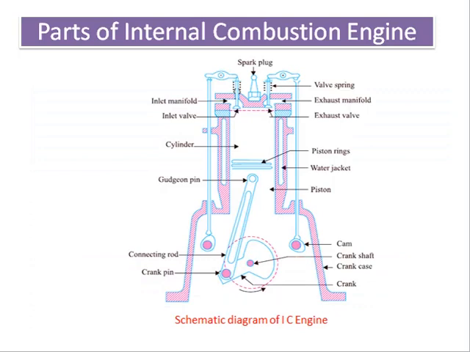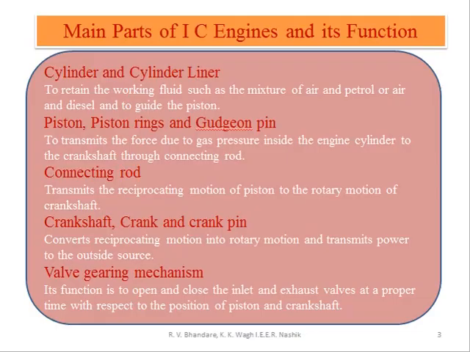Here is a schematic diagram of IC engine components and we see here the main parts of IC engine: cylinder and cylinder liner. This is the first component. The function of this component is to retain the working fluid such as mixture of air and petrol in petrol engine, or air and diesel in case of diesel engine. It will also guide the piston.